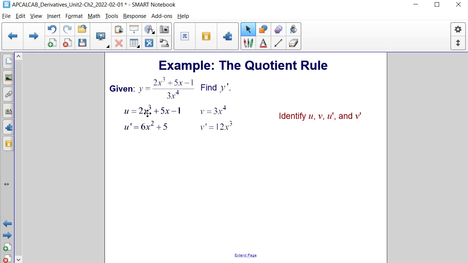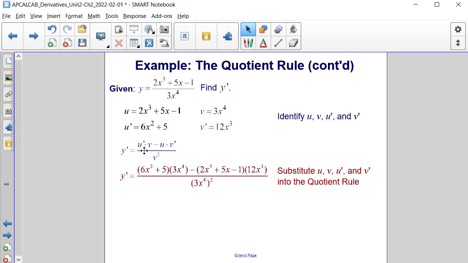u is our numerator, so 2x to the third plus 5x minus 1. Its derivative is 6x squared plus 5. Our bottom is 3x to the fourth, and its derivative is 12x to the third. Now we can apply these pieces to the quotient rule.